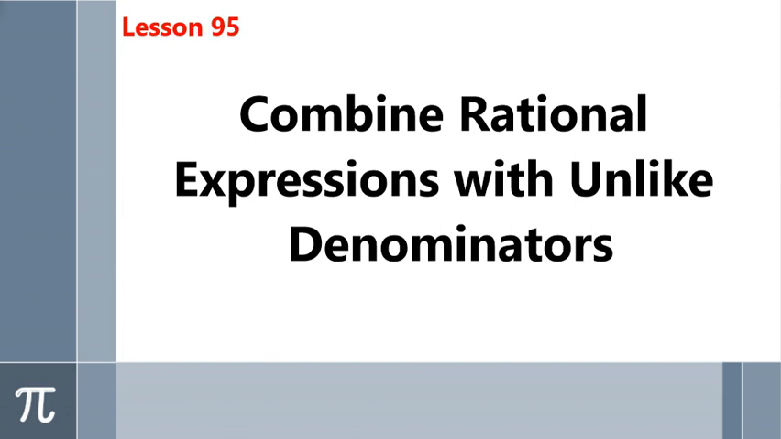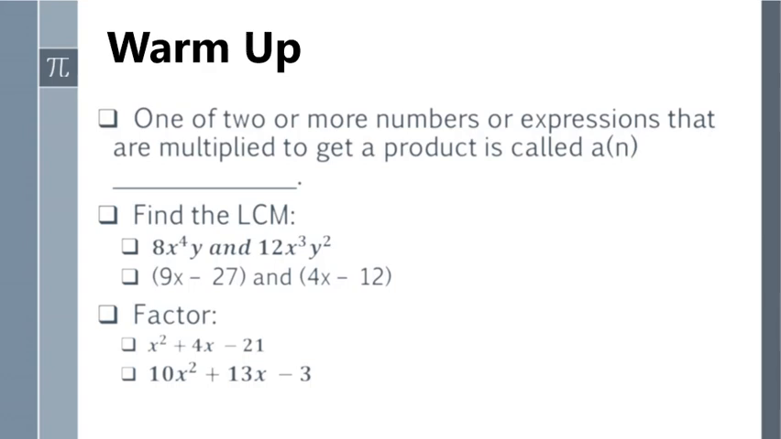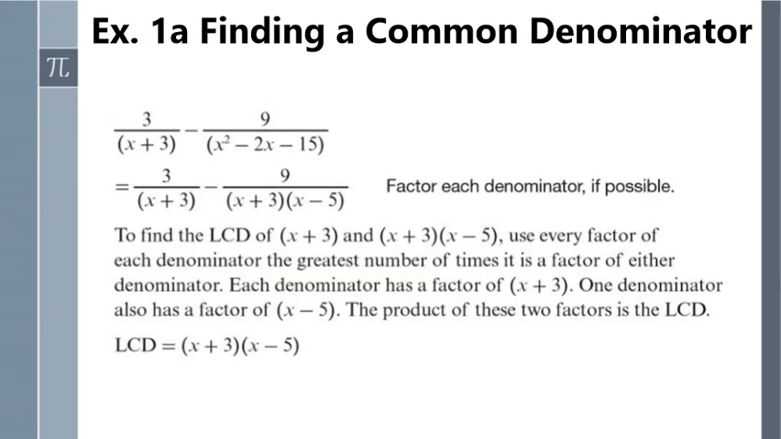Today's lesson is on combining rational expressions with unlike denominators. Finding a common denominator. In order to find the common denominator, you have to look at the denominators and find out what are the factors that are common with both.